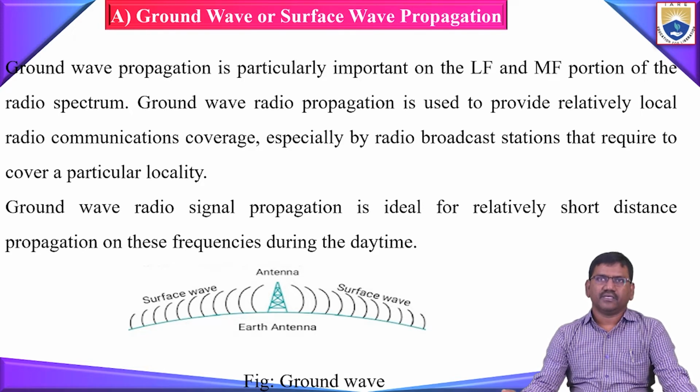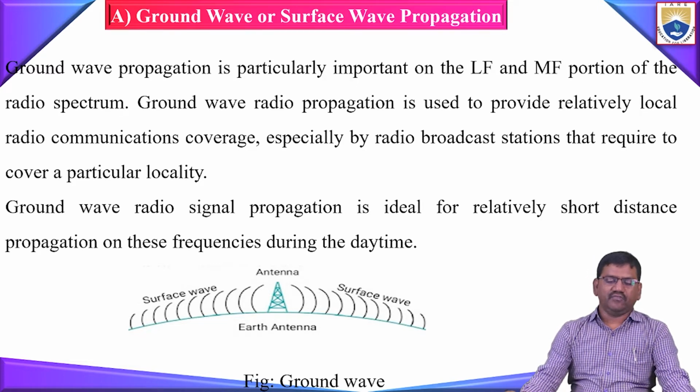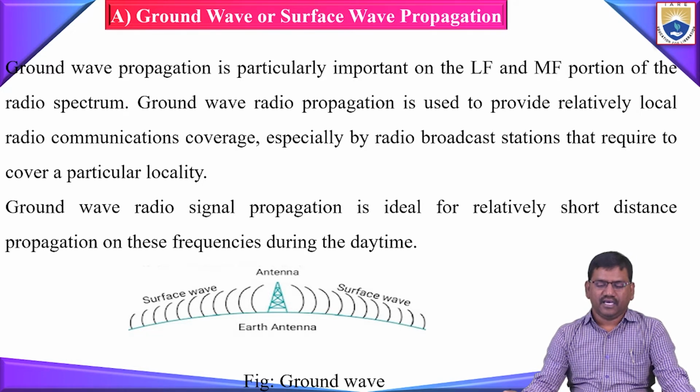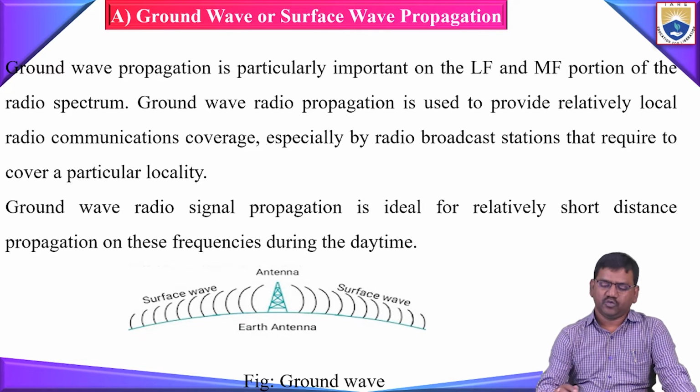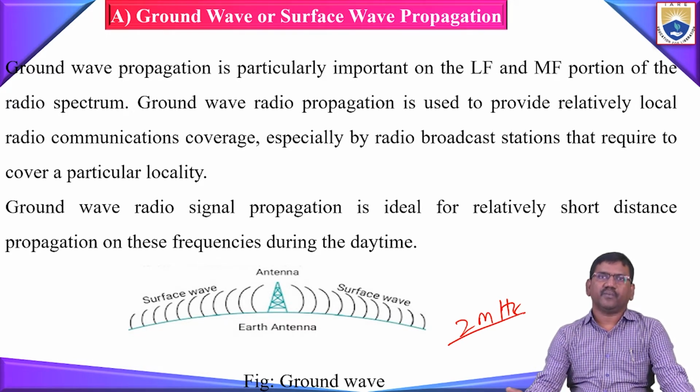Here, the waves that are propagated over the ground, we call ground wave propagation. There are three types of propagation: ground wave propagation, space wave propagation, and sky wave propagation. Let us today discuss two of them. One is the ground wave propagation or surface wave propagation. Ground wave propagation is very important in the low frequency and medium frequency portion of the radio spectrum. We can transmit only low frequency signals, around the range of 3 to 30 kilohertz, or up to the range of 2 megahertz. Up to 2 megahertz only, we can propagate the frequencies over ground wave propagation.